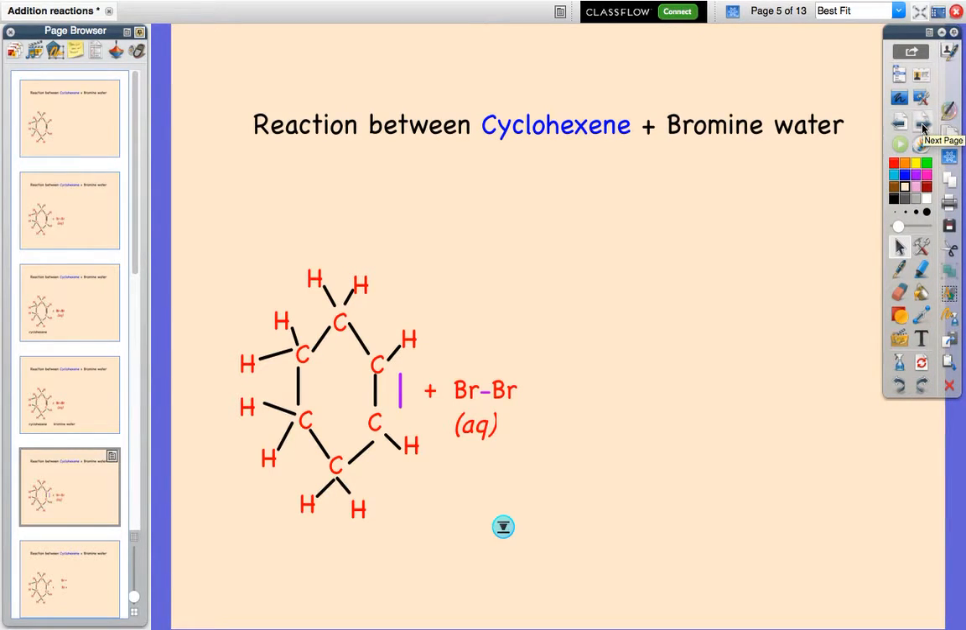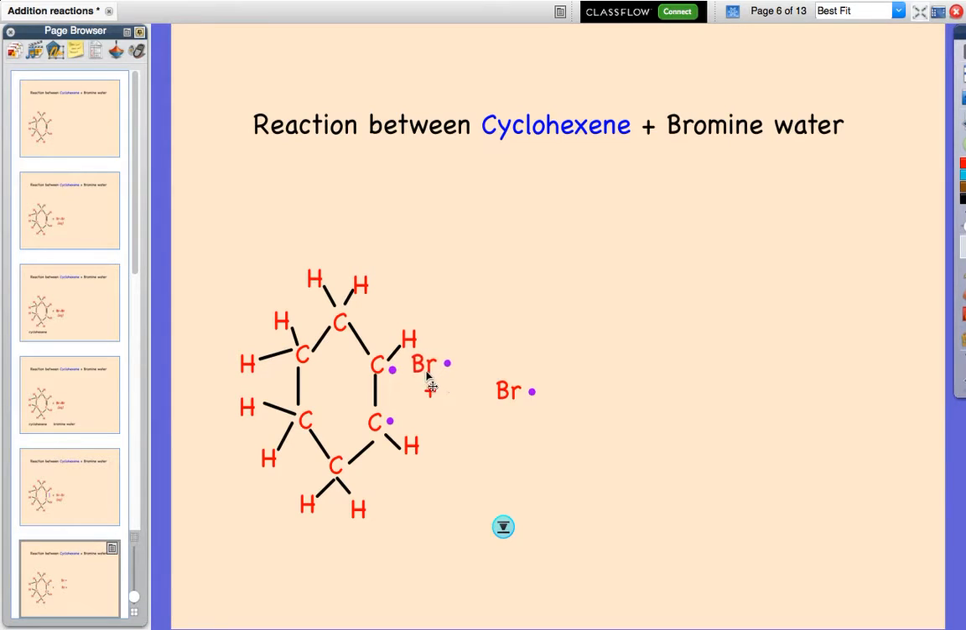However, we can't actually demonstrate that, so this is a limitation to this particular modeling of the reaction. Once the bonds have broken, we'll have new bonds formed. I'll just show that by moving the bromine atoms across to our carbon chain.